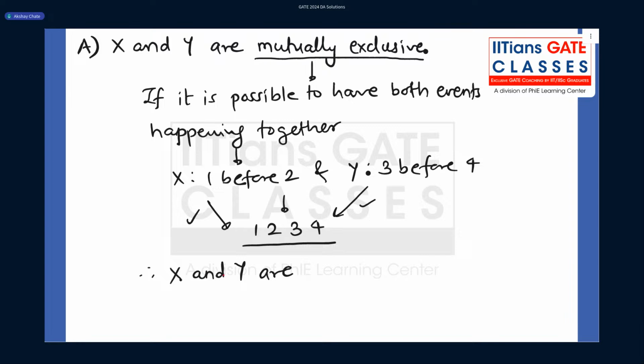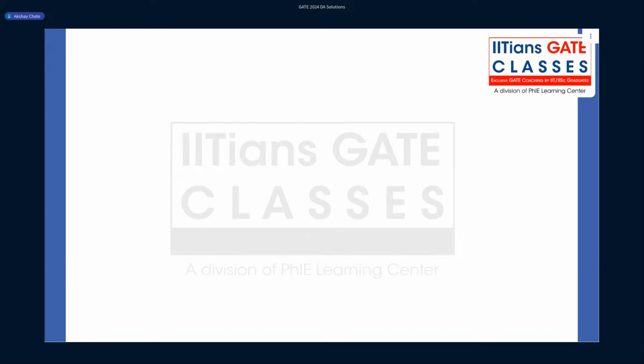Therefore X and Y are not mutually exclusive, and therefore this option is not right. I hope you got the point. Because there exists a permutation in which both events are true, so they cannot be mutually exclusive. Now option B says events X and Y are independent.